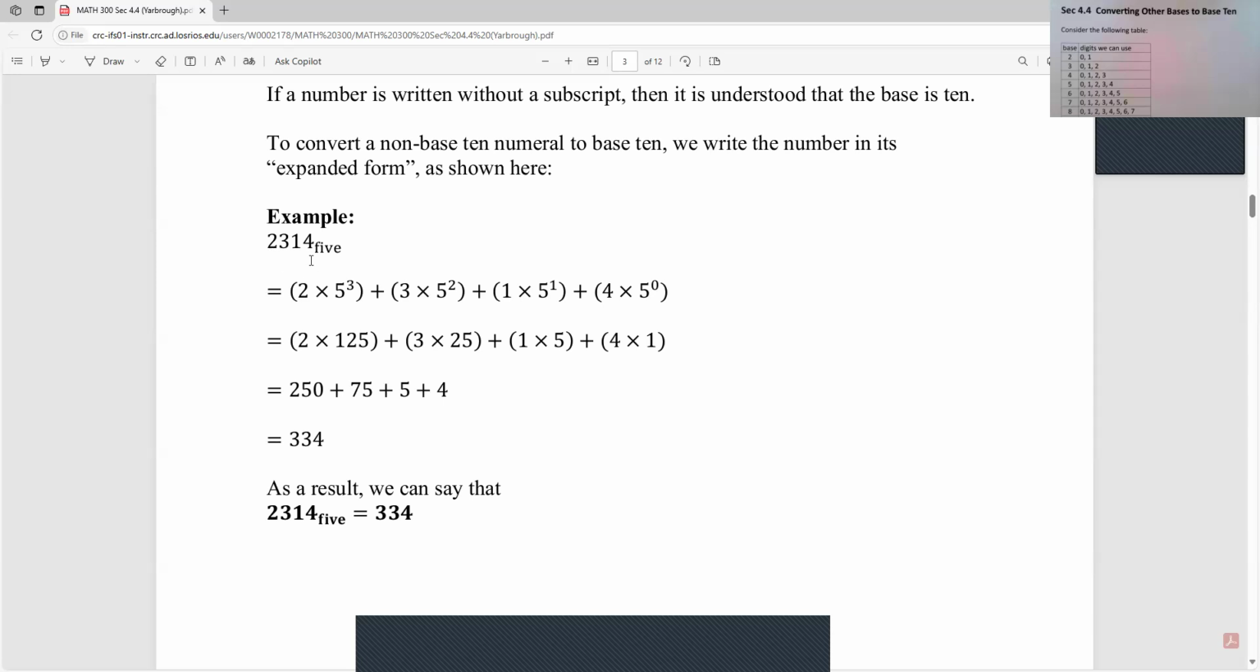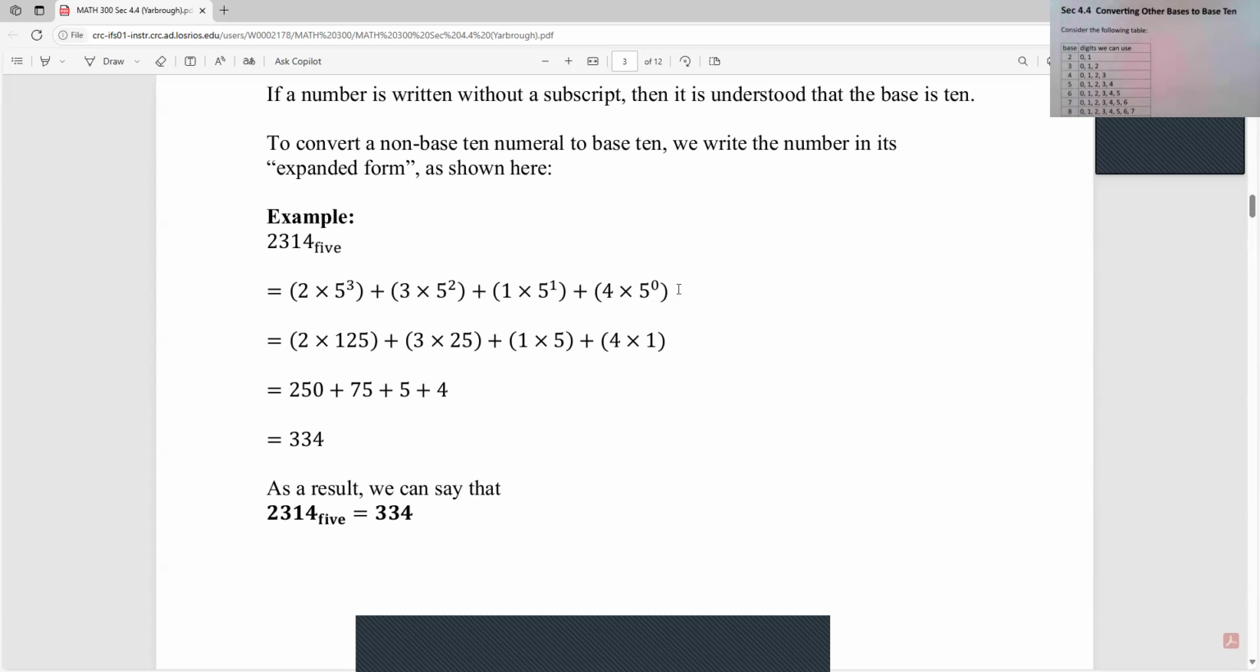because 5 to the third power is 125. So the far right is always to the 0 power, and next to that it's to the first power, then the second power and third power, and so on if we were to go further to the left. So this 2 represents two sets of 5 to the third. This 3 represents 3 sets of 5 squared. This 1 represents 1 set of 5 to the first power, and this 4 on the far right represents 4 sets of 5 to the 0.